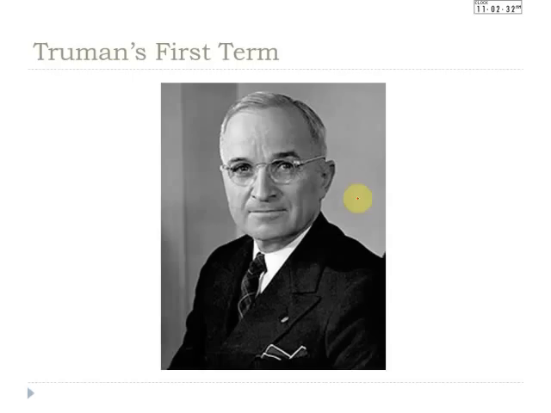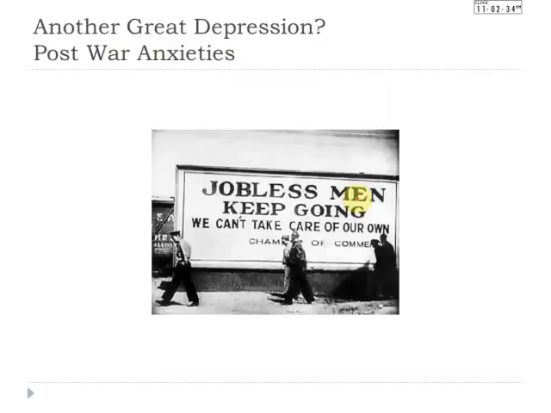Let's talk about domestic policy then. What's happening here at home? Well, back at home, folks, a lot of things we're going to deal with. Some of the issues that Truman has to deal with, in his first term, he's going to deal with post-war anxieties. What are people afraid of?